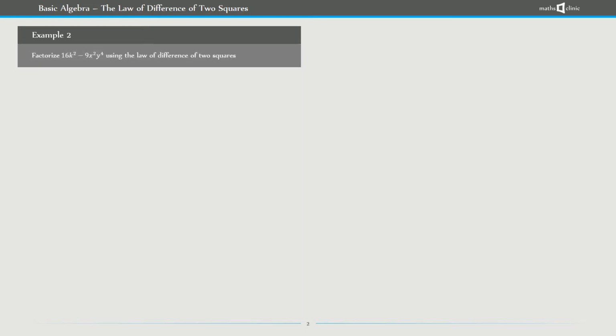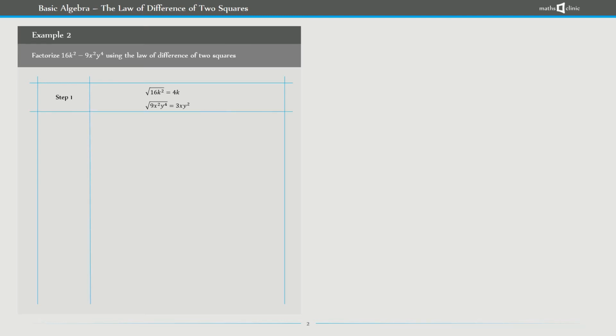Example 2 says factorize 16k squared minus 9x squared y to the power 4 using the law of difference of two squares. It looks a bit different, but it's still pretty much the same principle. Step 1, the first thing you want to do is find the square root of 16k squared, and that gives you 4k. You have 9x squared y to the power 4. The square root of that is 3xy squared. Now you can go ahead and say your answer is 4k plus 3xy squared multiplying 4k minus 3xy squared. Simple. Let's do another one.